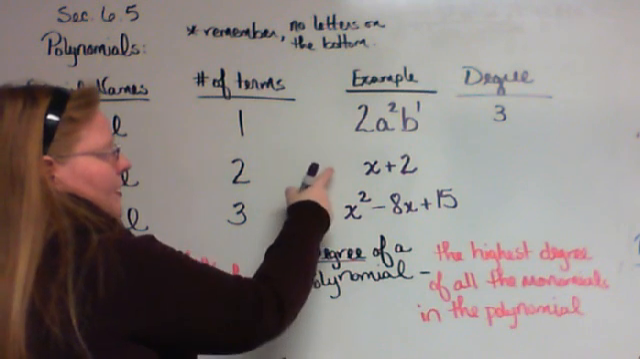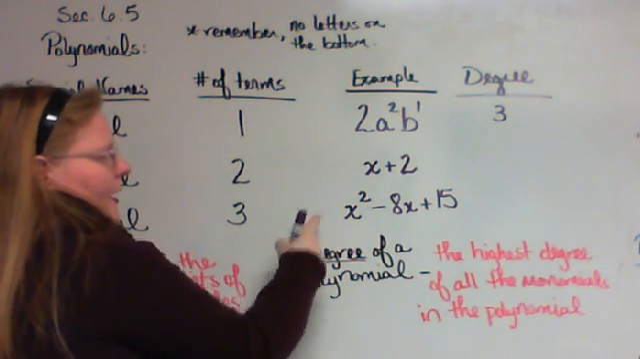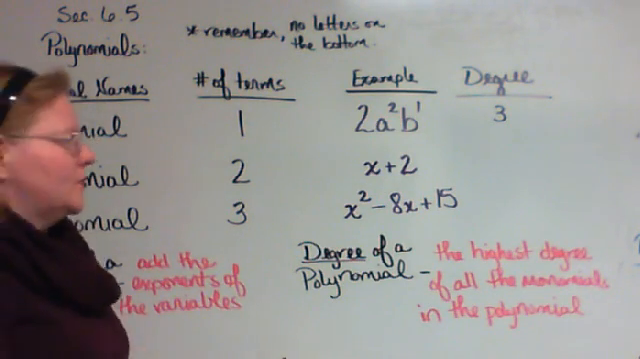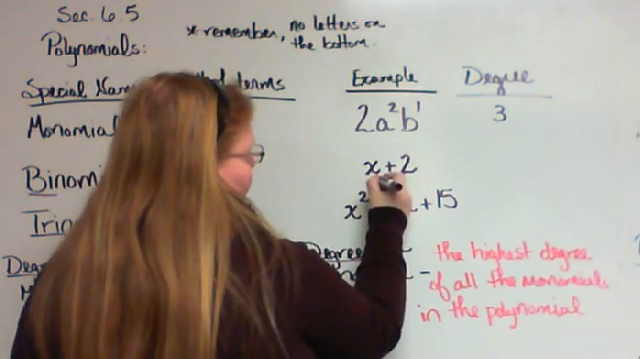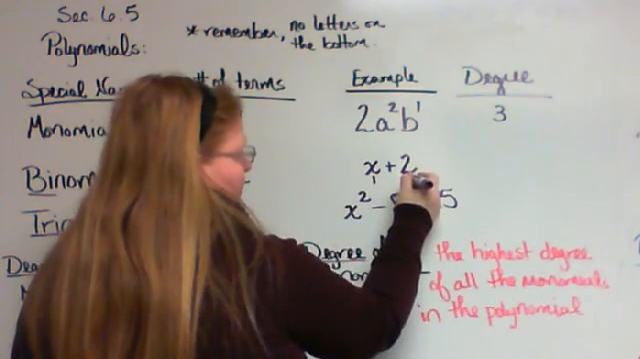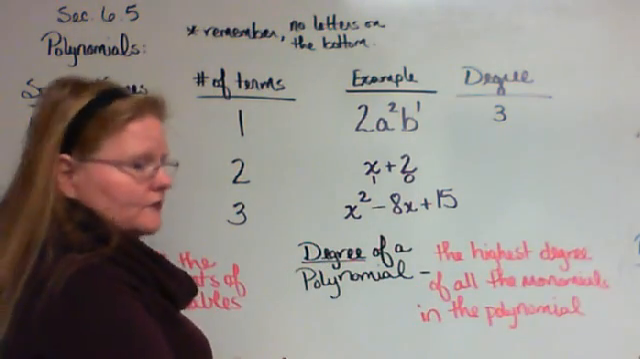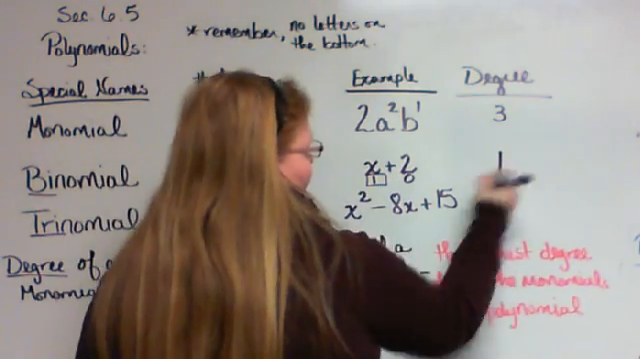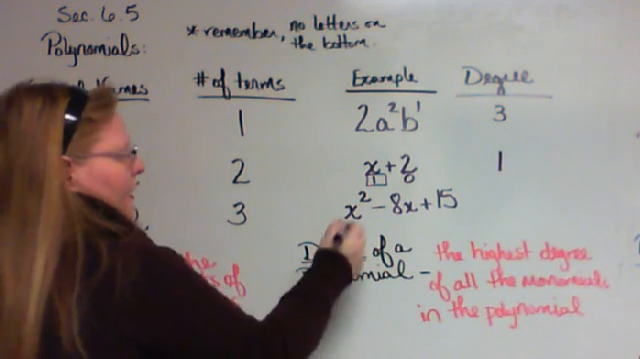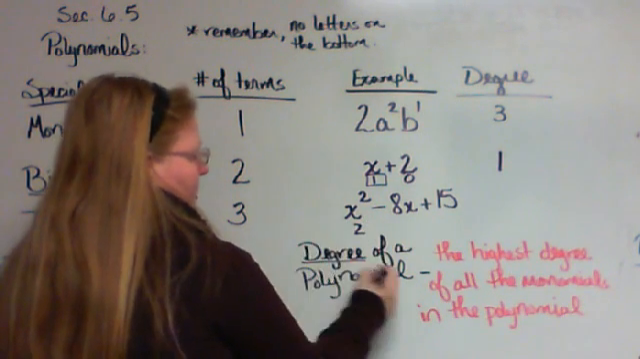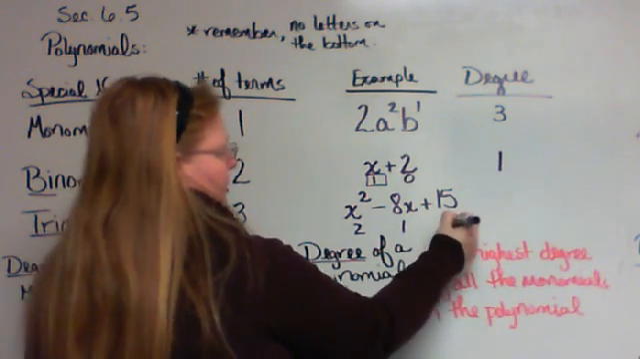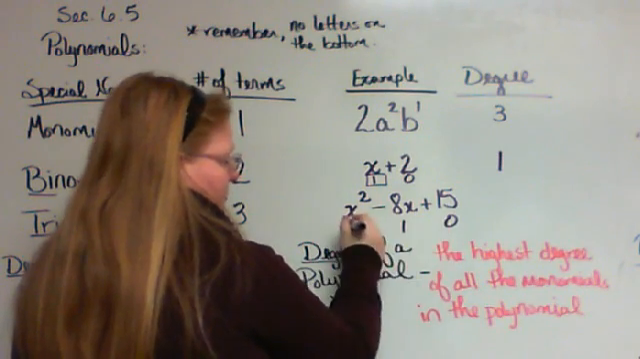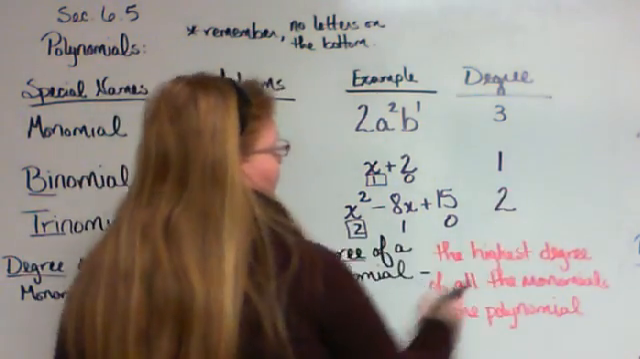In order for me to find the degree of a polynomial, which is what these two are, I have to find the degree of every single monomial inside of that polynomial. Then I take the highest one. So here my degree for this x is 1, and my degree for this one is 0 because it doesn't have any letters. So my biggest one is 1, so that means the degree of that polynomial is 1. Here my degree for this is 2, my degree for this one is 1, my degree for this one is 0. So my degree for the entire polynomial is 2 because it's my highest number.